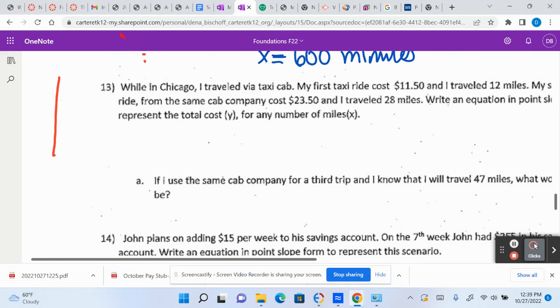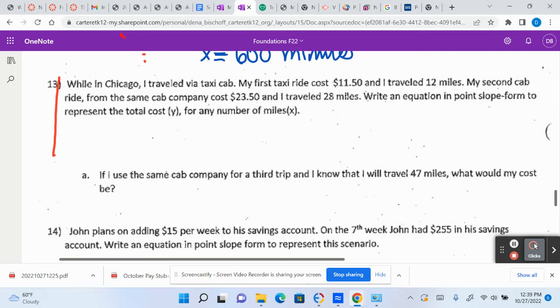Here's a question that is applicable. While in Chicago, I traveled via taxi. My first ride cost $11.50 and I traveled 12 miles. That looks like an ordered pair. Remember that the cost is always the y. So that's the ordered pair, 12 and 11.5. My second cab ride from the same company cost me $23.50 and I traveled 28 miles. So that's the ordered pair 28 and 23.5.